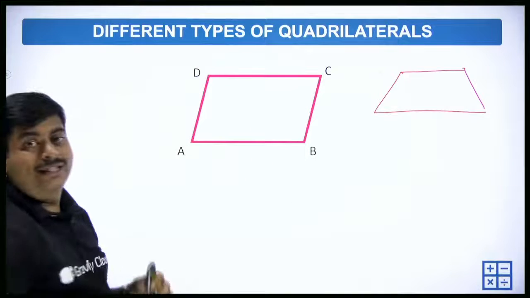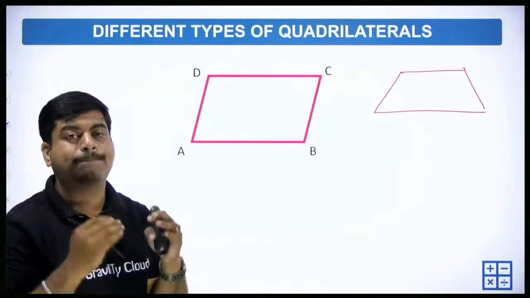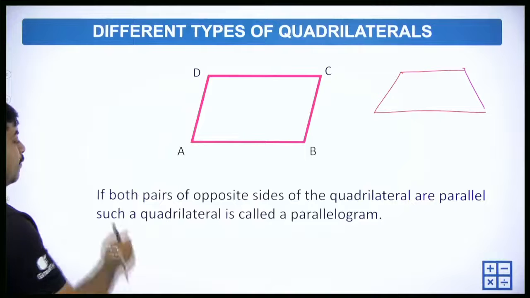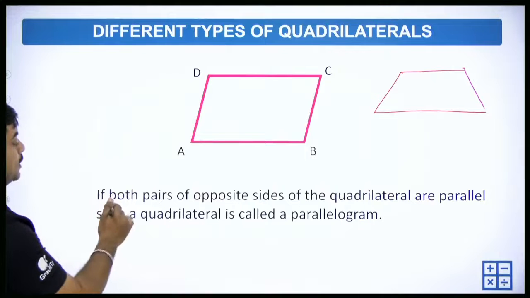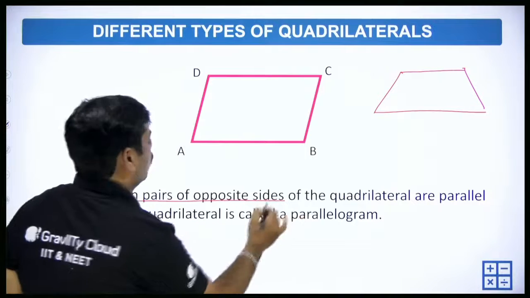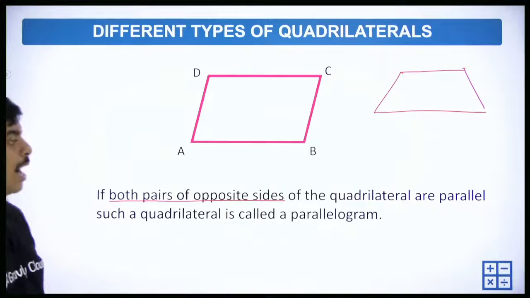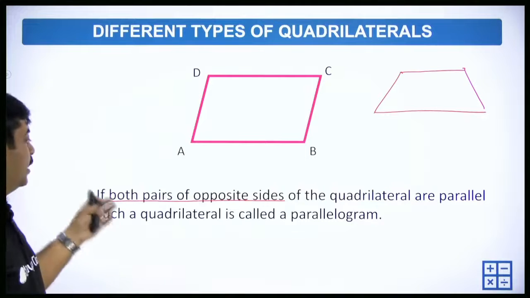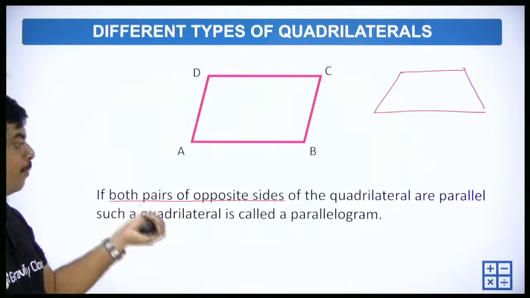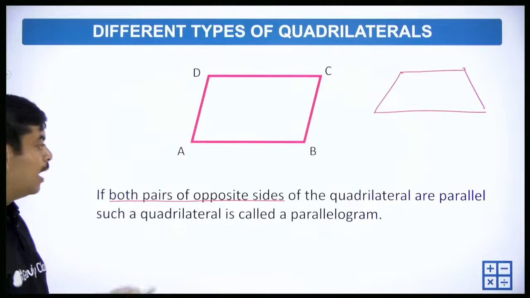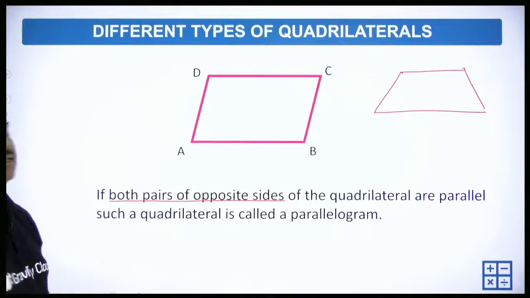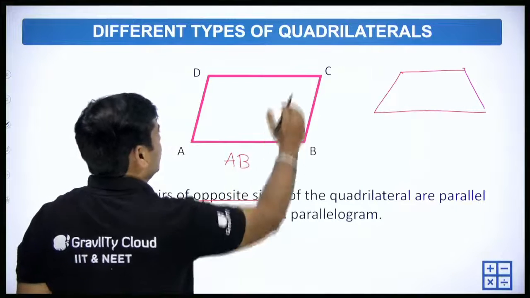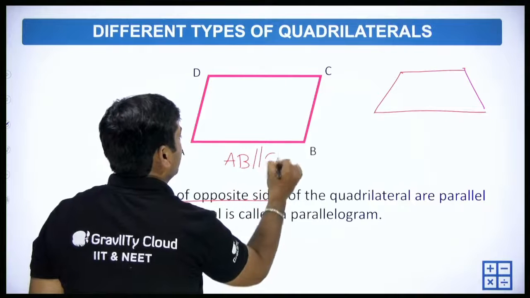And obviously when these two pairs are parallel, we say that it is a parallelogram. If both pairs of opposite sides of a quadrilateral are parallel, such a quadrilateral is called a parallelogram. So here AB, this side, is parallel to CD.